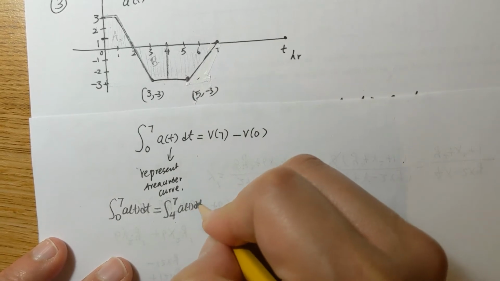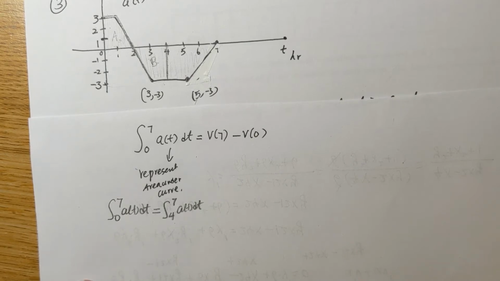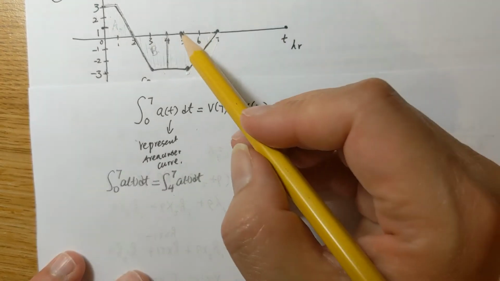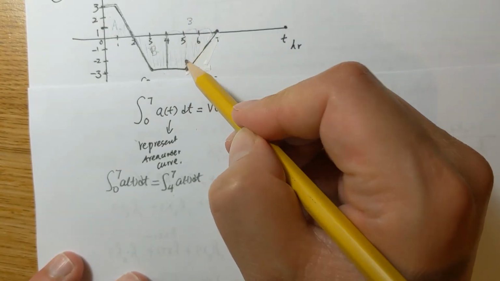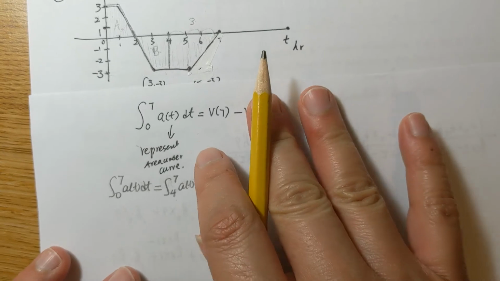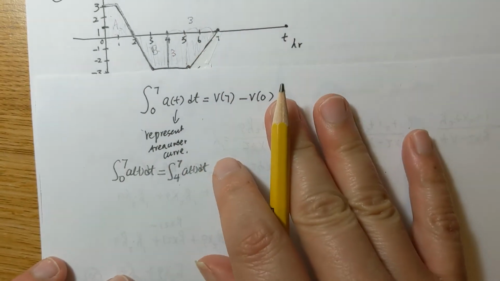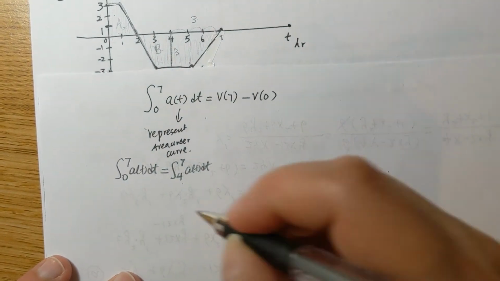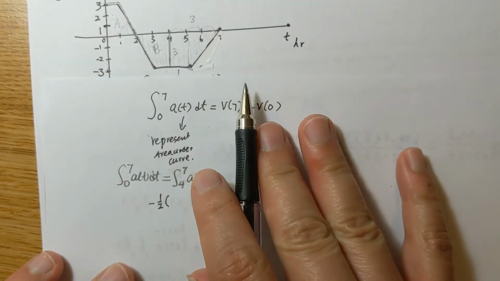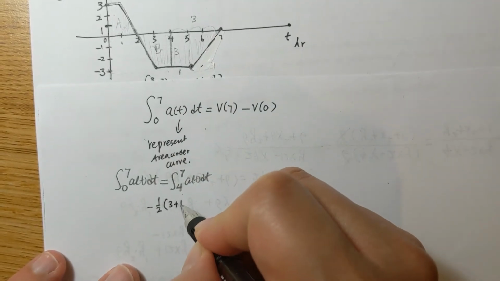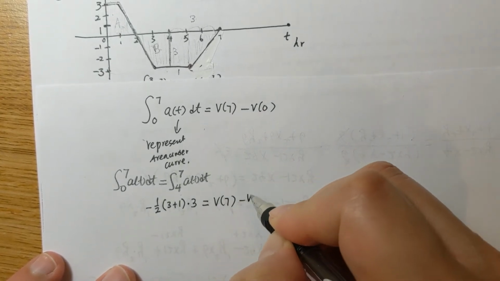A of t dt. So now we are going to calculate the area for the leftover part. So we got 1, 2, 3. We got 3. And here, okay, this is 5, comma negative 3. So it will be 1. And the height is going to be 3. So what we are going to do is negative 1/2 base 1, which is 3. Base 2 is 1. And the height is 3. Equal to V of 7 minus V of 0.